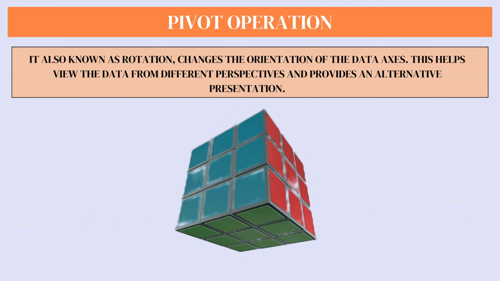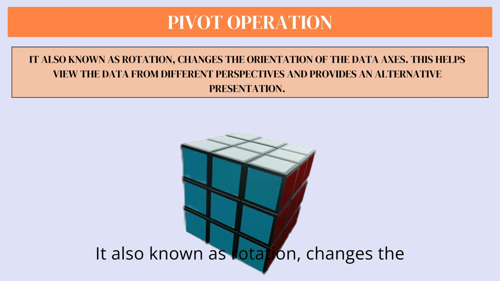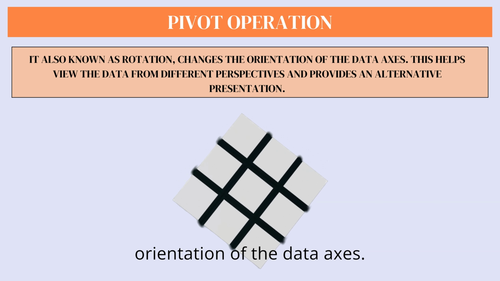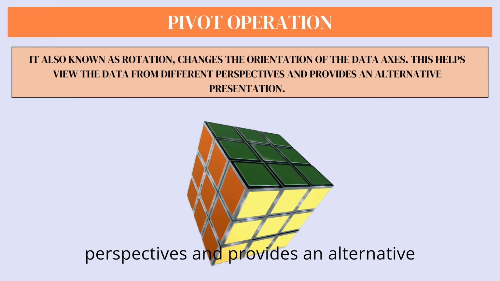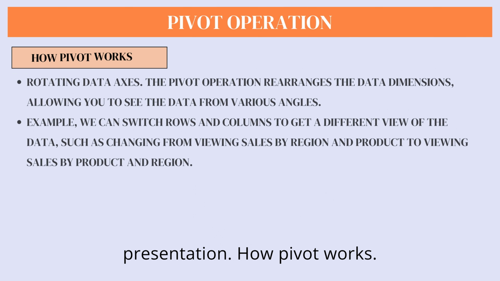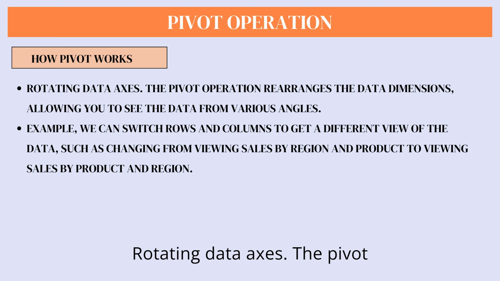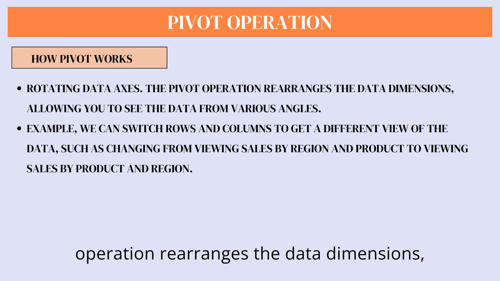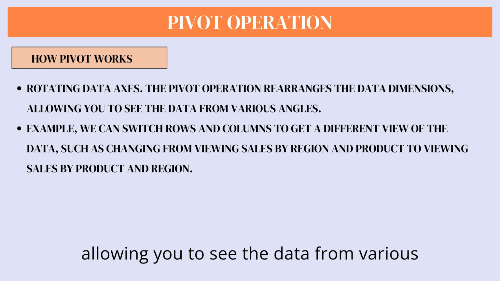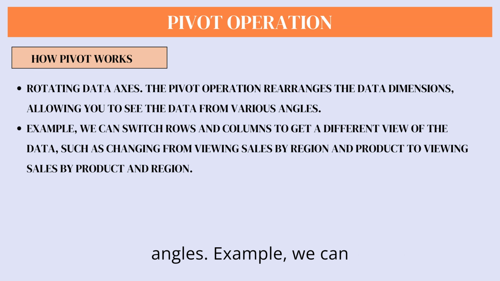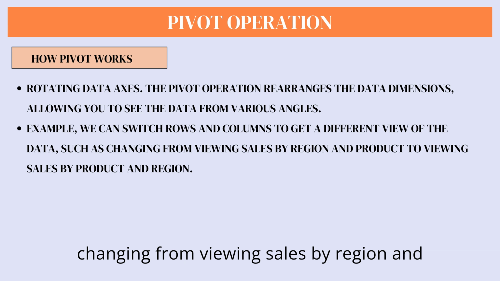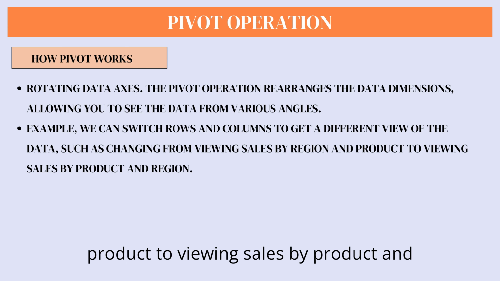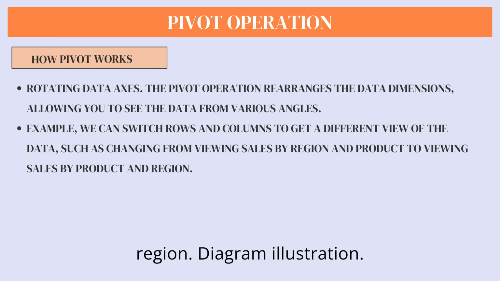Pivot operation. It is also known as rotation, and changes the orientation of the data axes. This helps view the data from different perspectives and provides an alternative presentation. How pivot works. Rotating data axes. The pivot operation rearranges the data dimensions, allowing you to see the data from various angles. For example, we can switch rows and columns to get a different view of the data, such as changing from viewing sales by region and product to viewing sales by product and region.